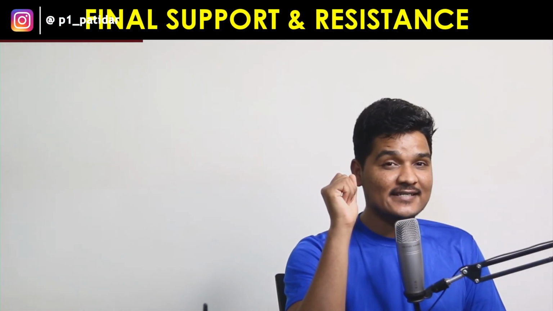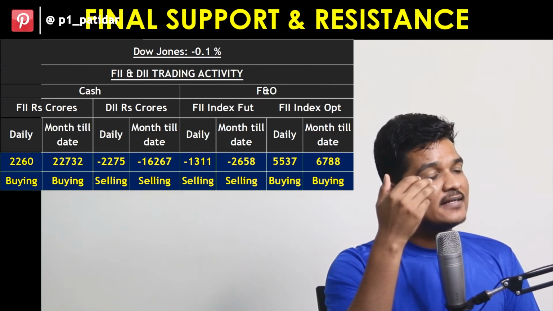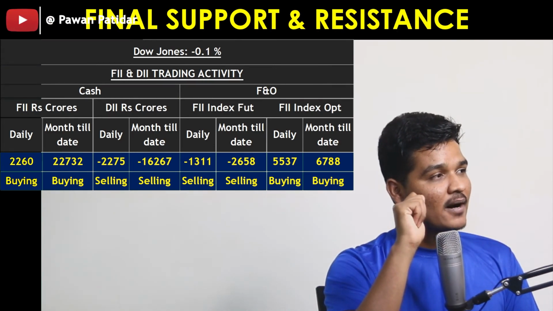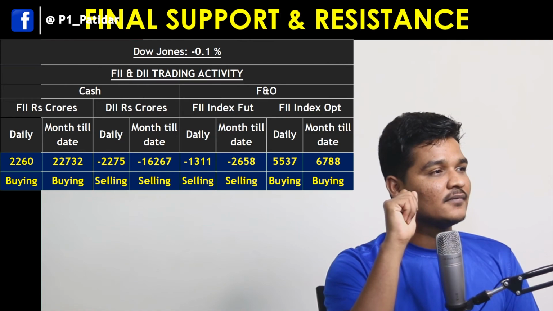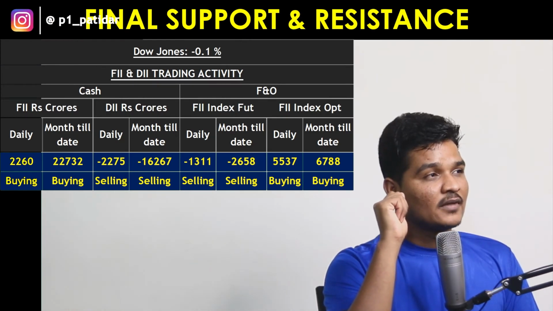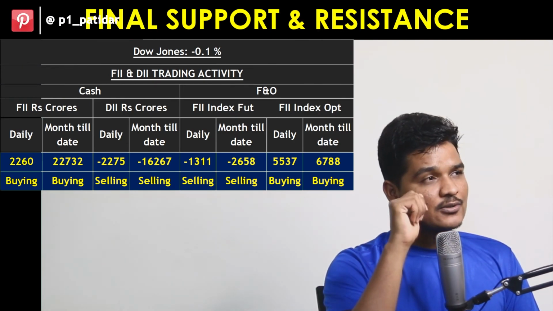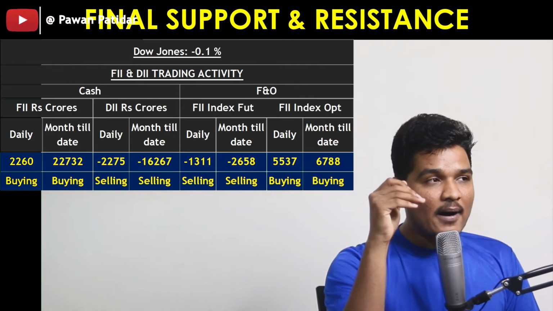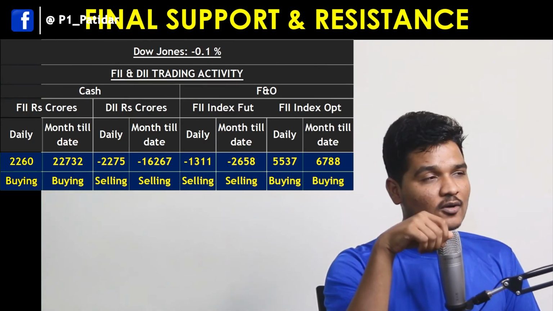Now let's move to the next and find out the final support and resistance. First, let me give you a quick analysis about FIIs and DIIs activities. In the equity segment, FIIs are buying, and DIIs are continuously selling. In futures, FIIs are selling, monthly as well as today. In index options, FIIs are buying, month till date and today also. So let's see tomorrow who wins and who dominates the market.